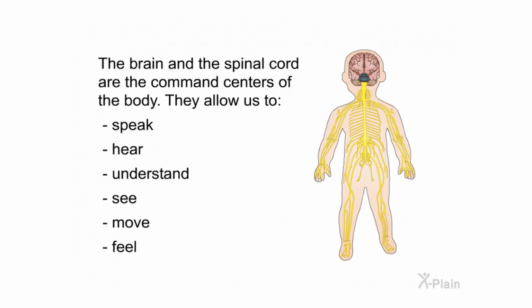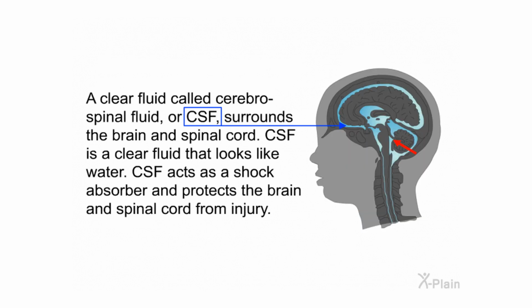Meningitis. The brain and the spinal cord are the command centers of the body. They allow us to speak, hear, understand, see, move, feel. A clear fluid called cerebrospinal fluid, or CSF, surrounds the brain and spinal cord. CSF is a clear fluid that looks like water. CSF acts as a shock absorber and protects the brain and spinal cord from injury.